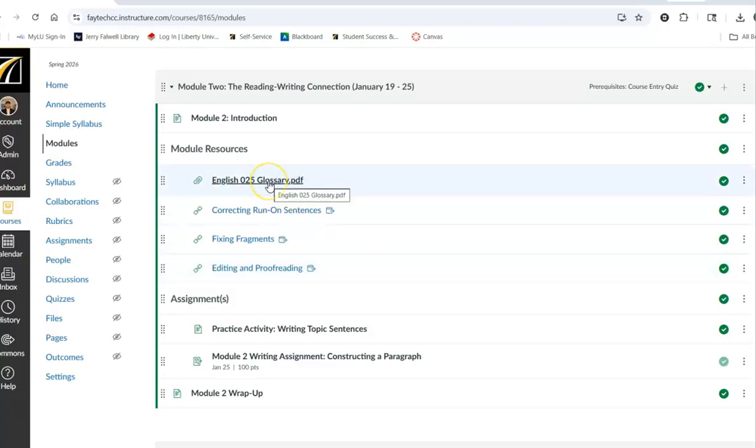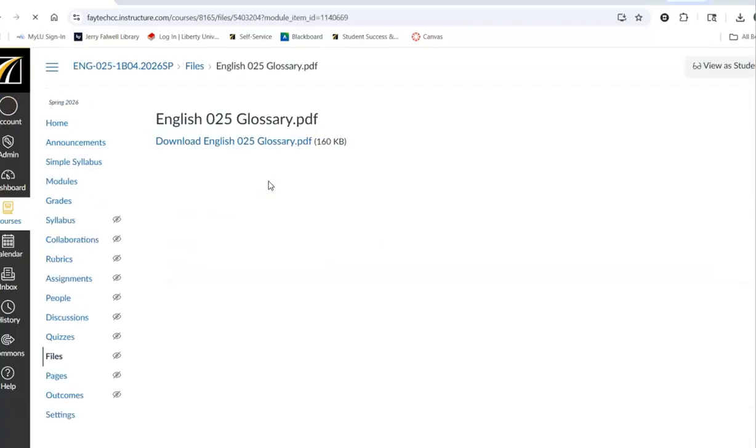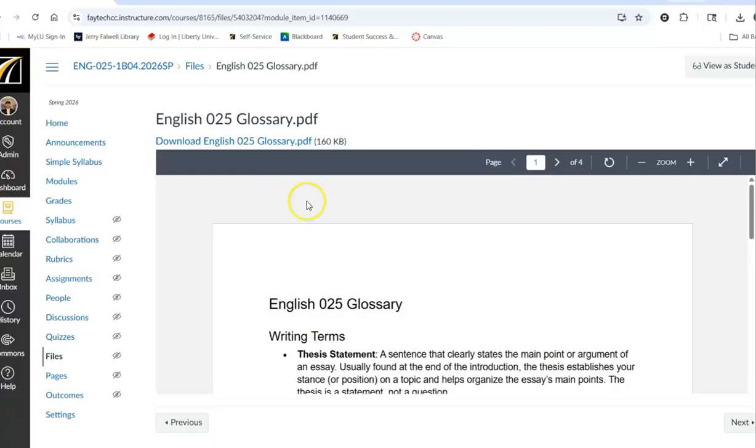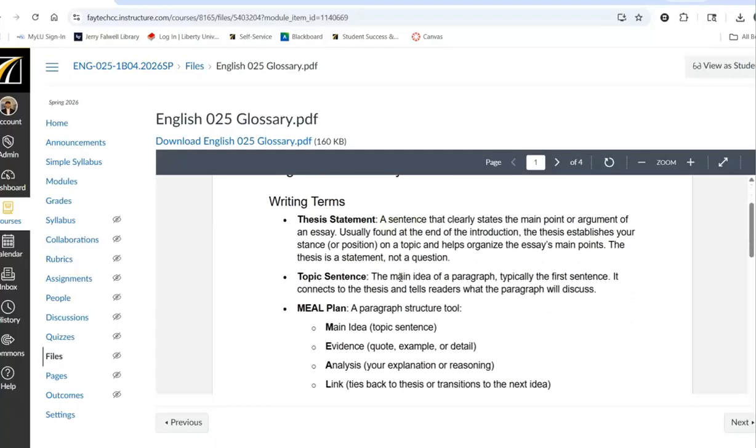I'm going to try and walk you through real quickly the material in Module 2 of English 025. Here in Module 2 it starts off with the glossary again, and there are two key terms you're going to be working with in this module. The first one is topic sentence. The topic sentence is the main idea of a paragraph, and it's typically the first sentence of a paragraph, but not always. But the structure that we're going to use for our writing is going to include the topic sentence, or that main idea, as the first sentence. And in a longer piece of work, like an essay, it connects to the thesis.